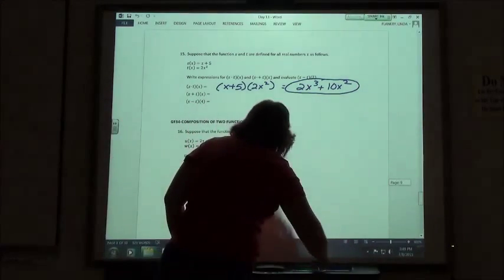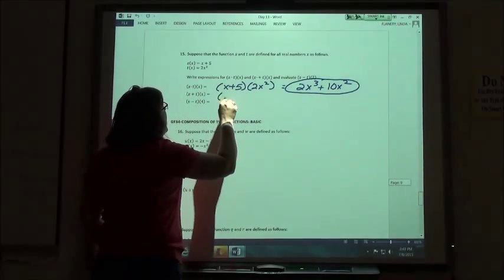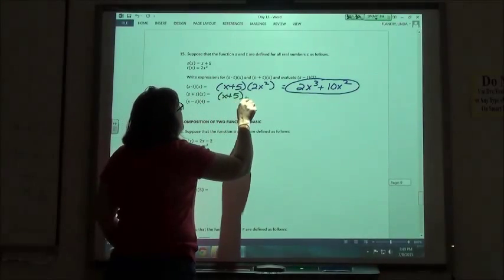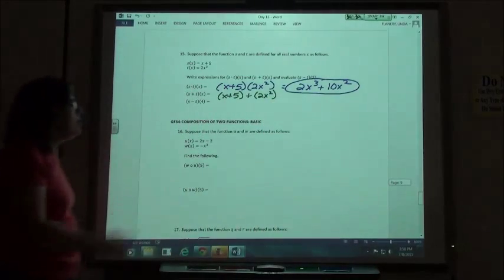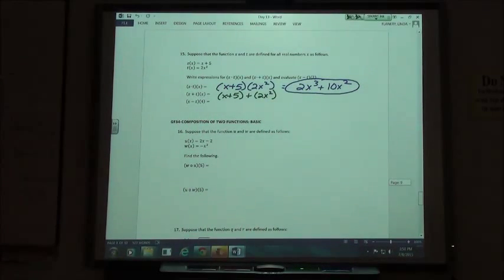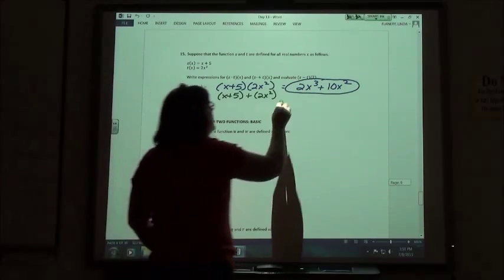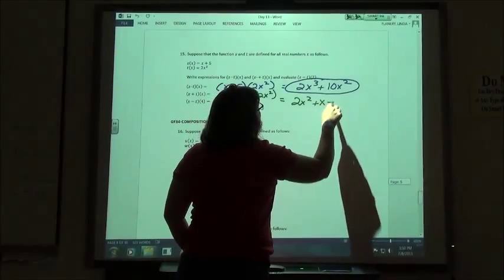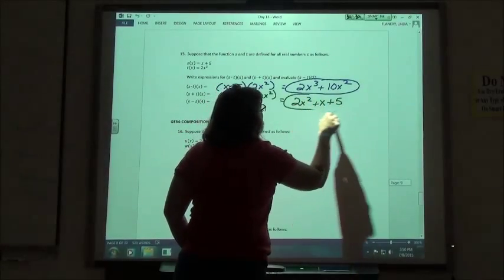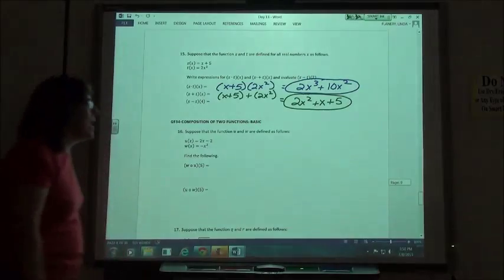The next one tells me I'm going to add x plus 5 plus my 2x squared. Here I don't have any like terms that I can combine. However, I could rearrange the order so it was in the best order. So 2x squared plus x plus 5 is just going to end up being my answer on that one.